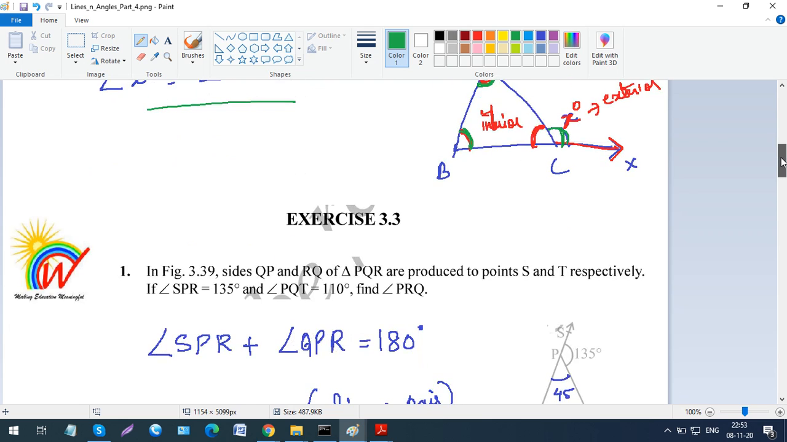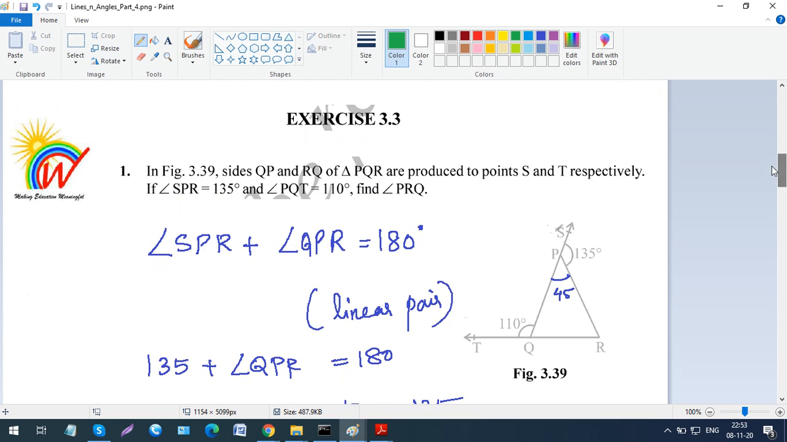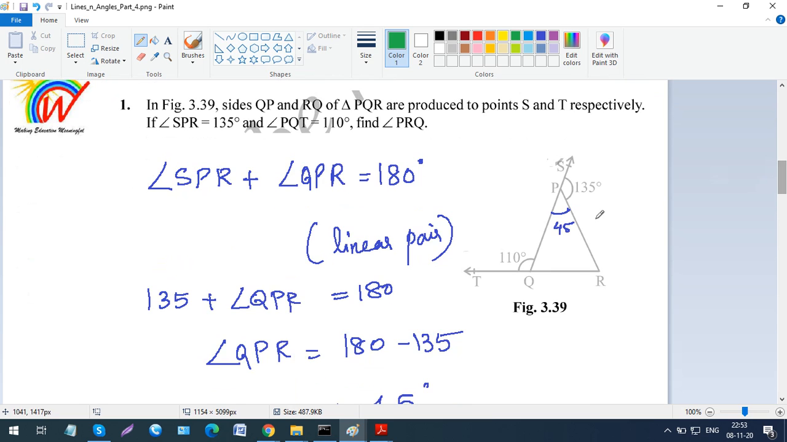Now let's do a few problems randomly from exercise 3.3. This is the first question. It says, in the given figure, sides QP and RQ of triangle PQR are produced to points S and T. See, they have extended this, right? If angle SPR is 135, which is given, and angle PQT is 110, find angle PRQ. So you need to find this angle.